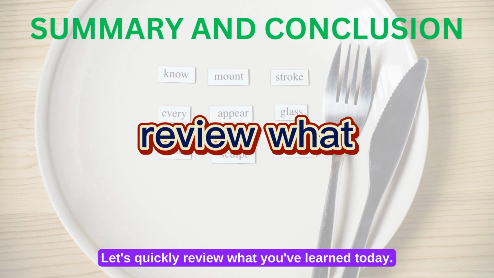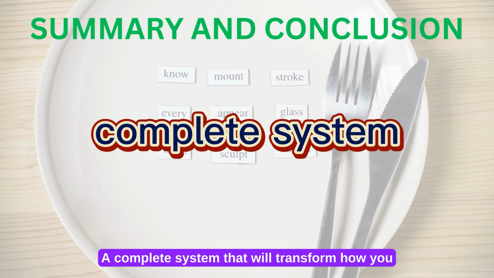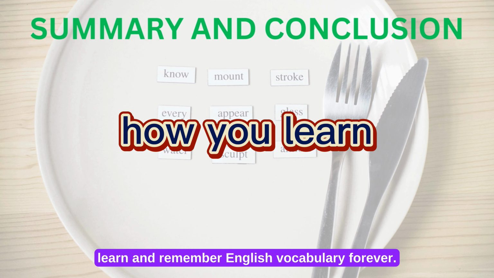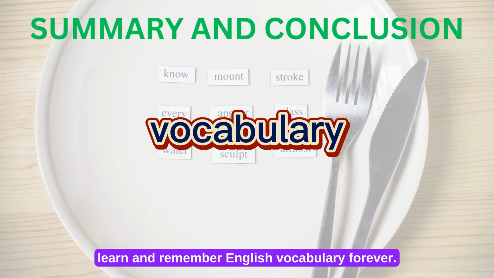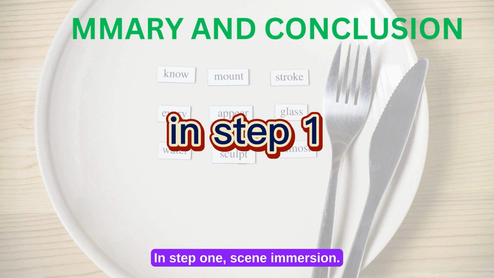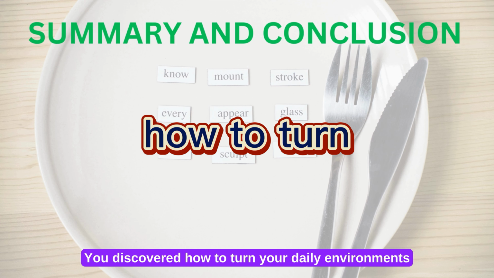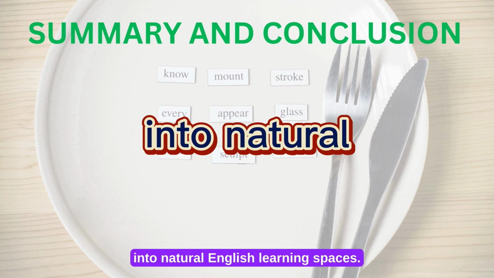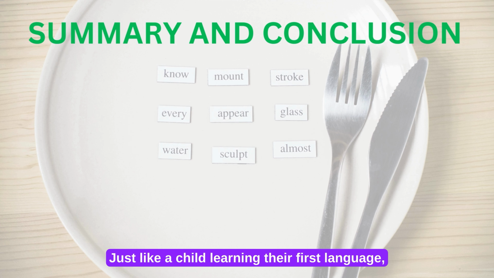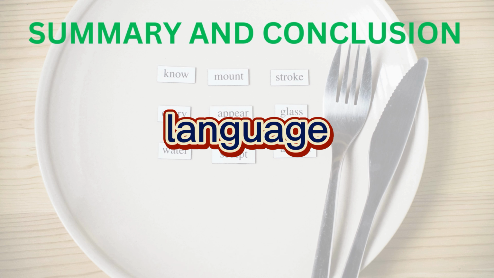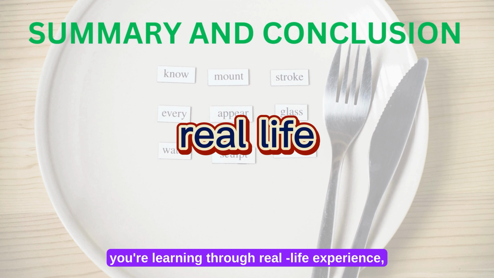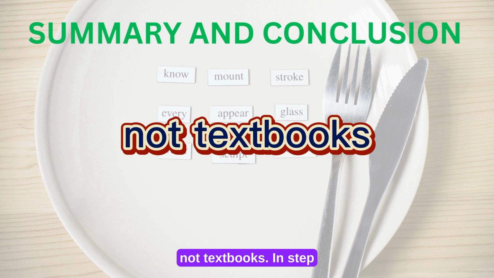Summary and conclusion. Let's quickly review what you've learned today. A complete system that will transform how you learn and remember English vocabulary forever. In step 1, SEEN immersion, you discovered how to turn your daily environments into natural English learning spaces. Just like a child learning their first language, you're learning through real-life experience, not textbooks.